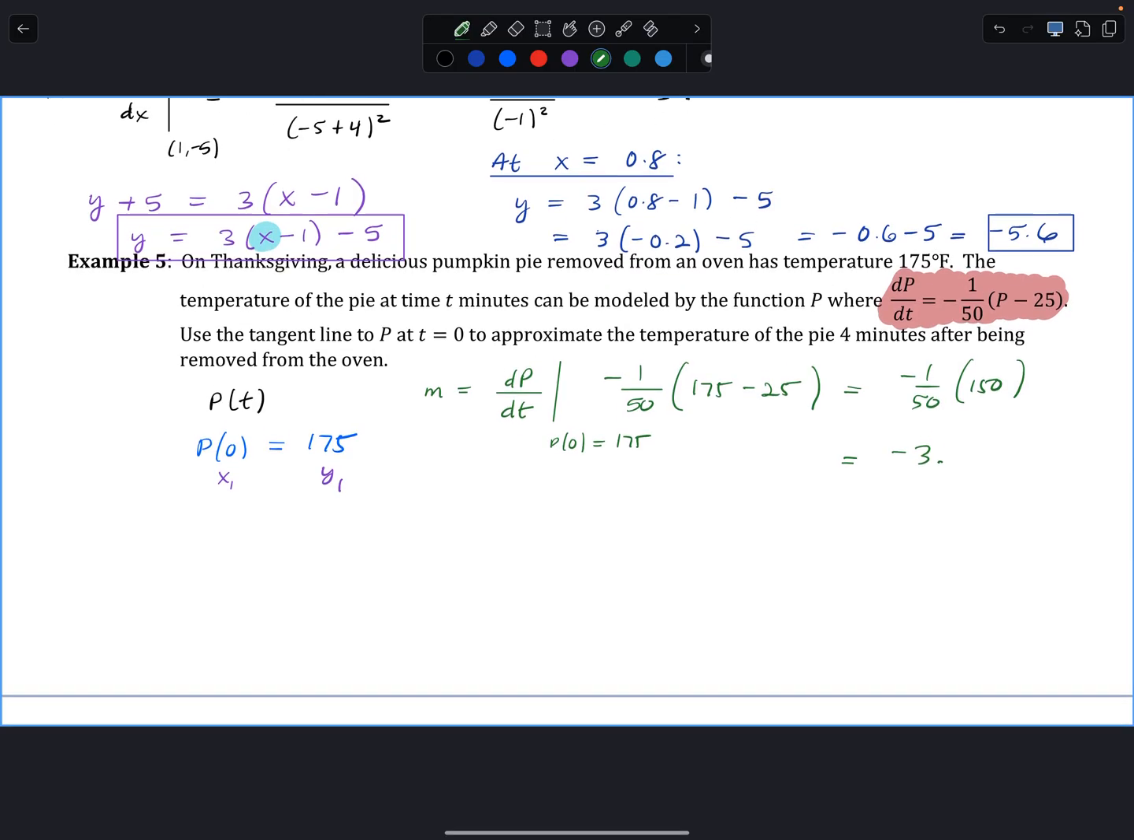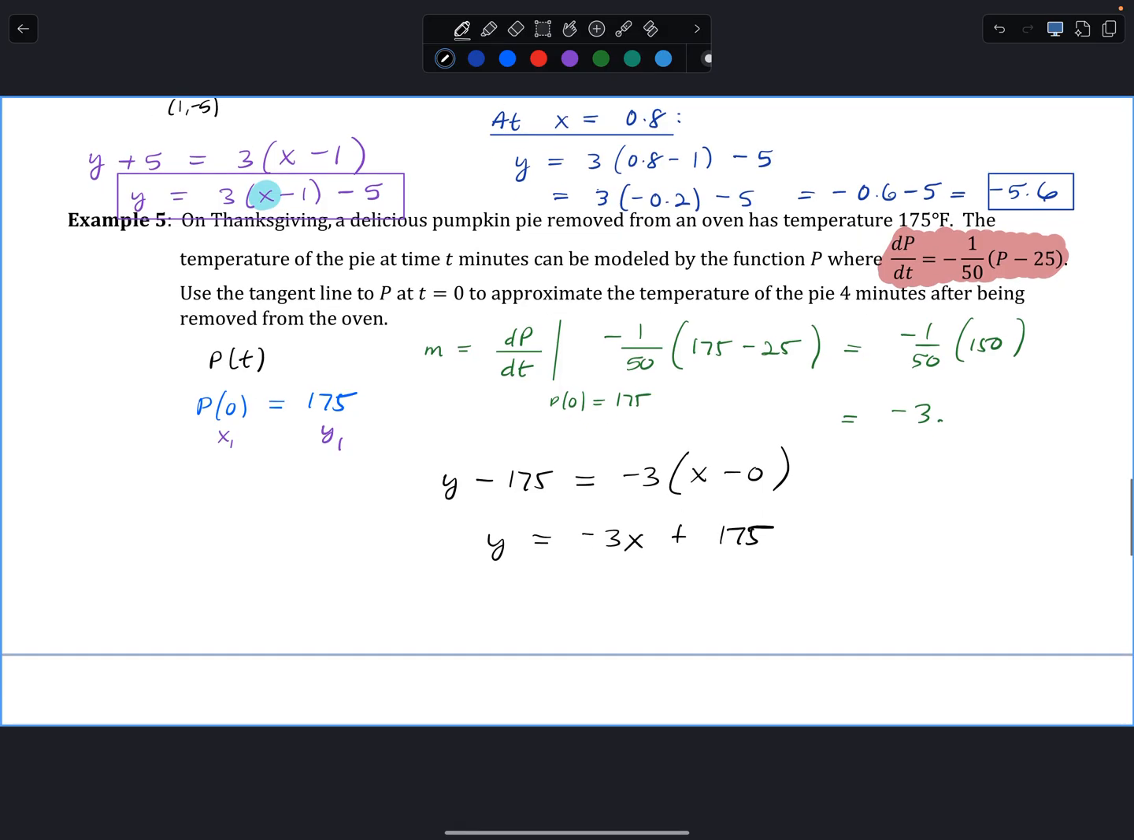So what's my tangent line? y minus 175 is equal to my slope, negative 3, times x minus 0. To make my life easier, can I move this to the other side? So y equals negative 3 times x, because x minus 0 doesn't matter, plus 175. Okay. Are we okay?